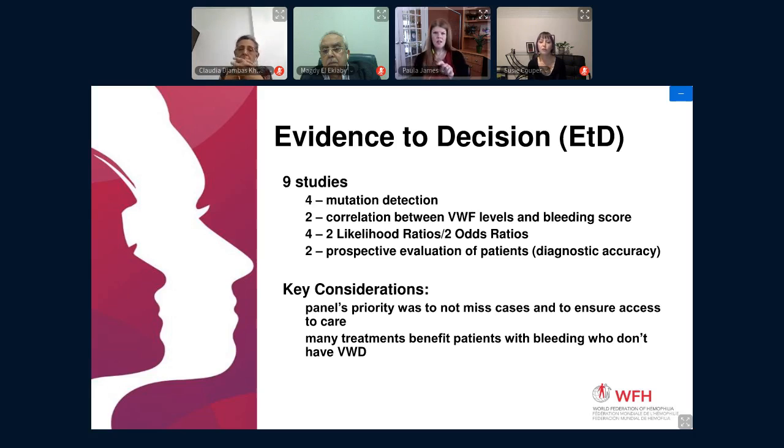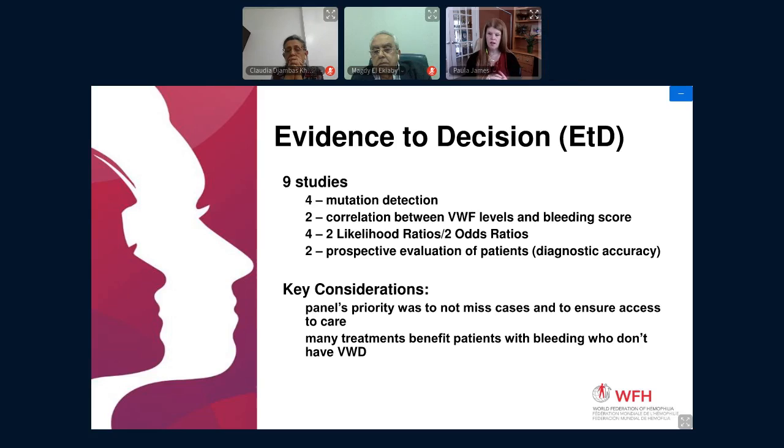And then to give you an idea of what the evidence to decision framework looks like, these are the papers that we considered and the evidence that we looked at to come to that recommendation. There were 9 studies, and you can see the breakdown of what those studies focused on. A number were looking at mutations that were found in type 1. 2 were focused on correlations between VWF levels and bleeding score. 4 looked at likelihood ratios or odds ratios, and 2 looked at the prospective evaluation of patients or diagnostic accuracy when patients are seen in the clinic.